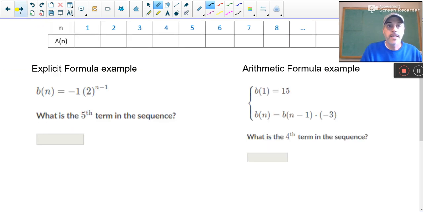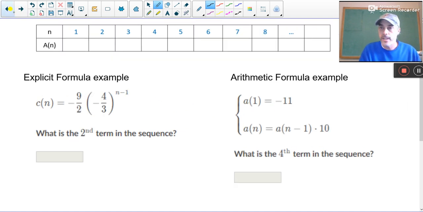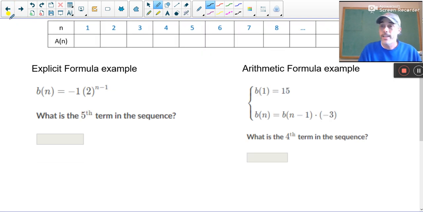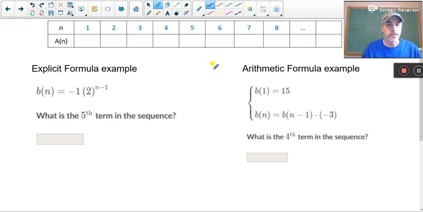Okay, since Khan Academy asks us to do both in this particular set of exercises, I did create an explicit formula and an arithmetic formula one, and then I did even another set. So you can sit back and watch if you need more examples, and have a calculator out because it may help you. Okay, so moving on.